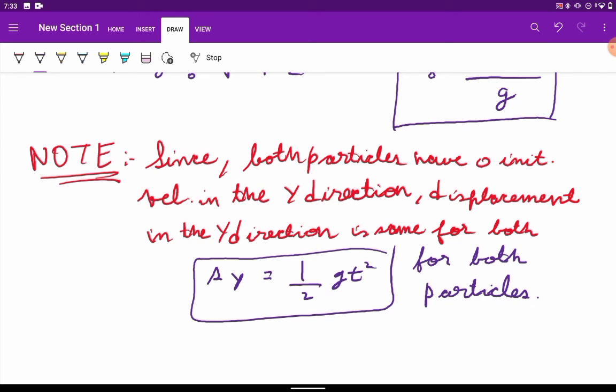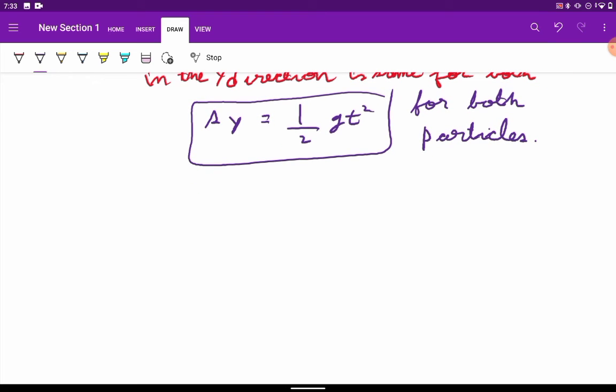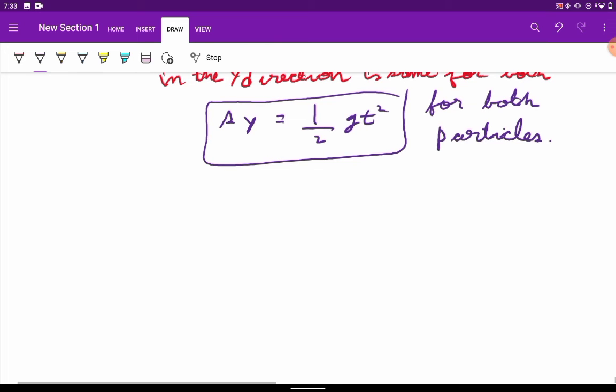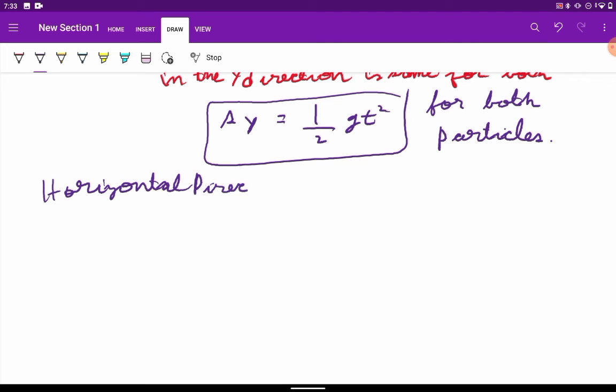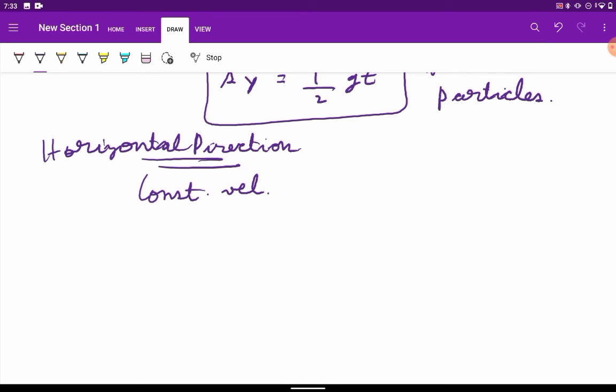So at any given time, in the y direction they have zero separation. I mean, they're at the same height. So you only need to find out the horizontal distance between them, right? And in the horizontal direction, they just have constant velocities, so it's very simple to calculate. So what would be the distance? Let's see.